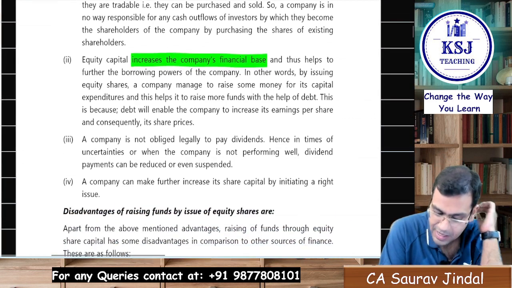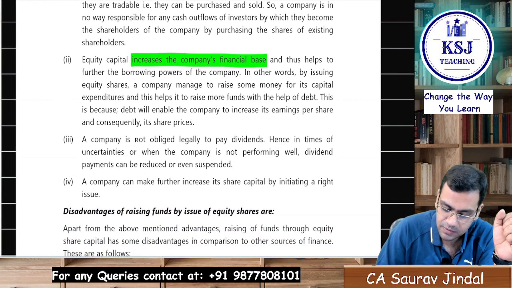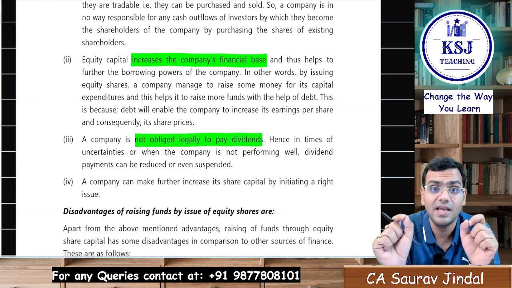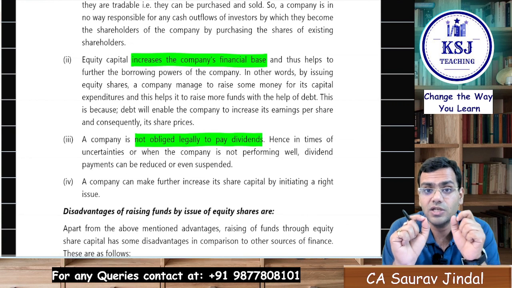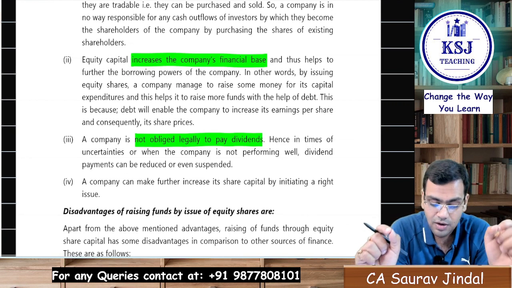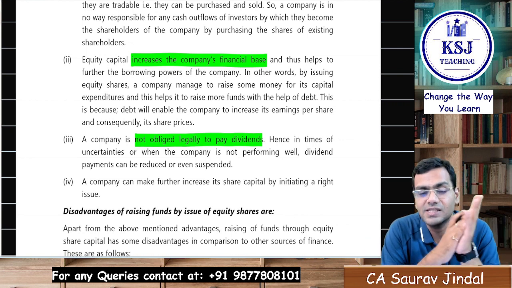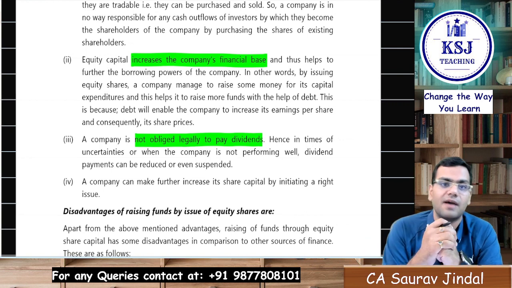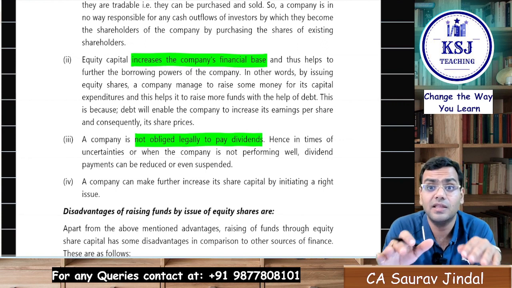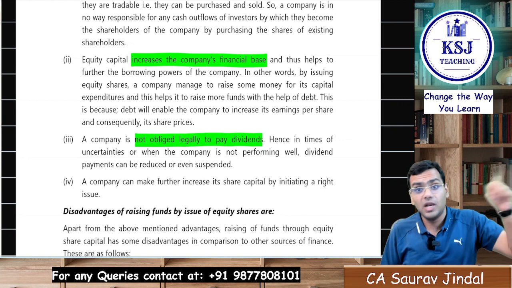Simple. A company is not obliged legally to pay dividends. It is not necessary to pay dividends to the equity shareholders. It is not obligatory under any law, right? So in case of uncertainties, in case the company is not having sufficient funds, the dividends will not be paid, and the dividends will not be cumulative.